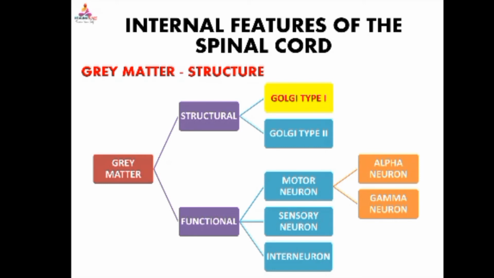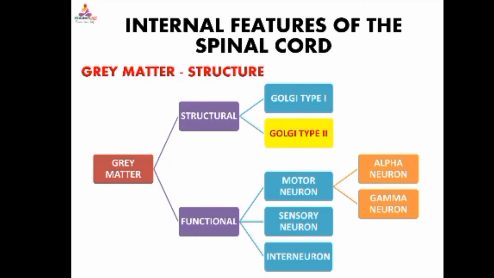First is the Golgi type 1, having a long axon which leaves the gray matter and either joins the anterior nerve root or forms a nerve tract. Second is the Golgi type 2, having short axons which do not leave the gray matter and remain intrasegmental in position.